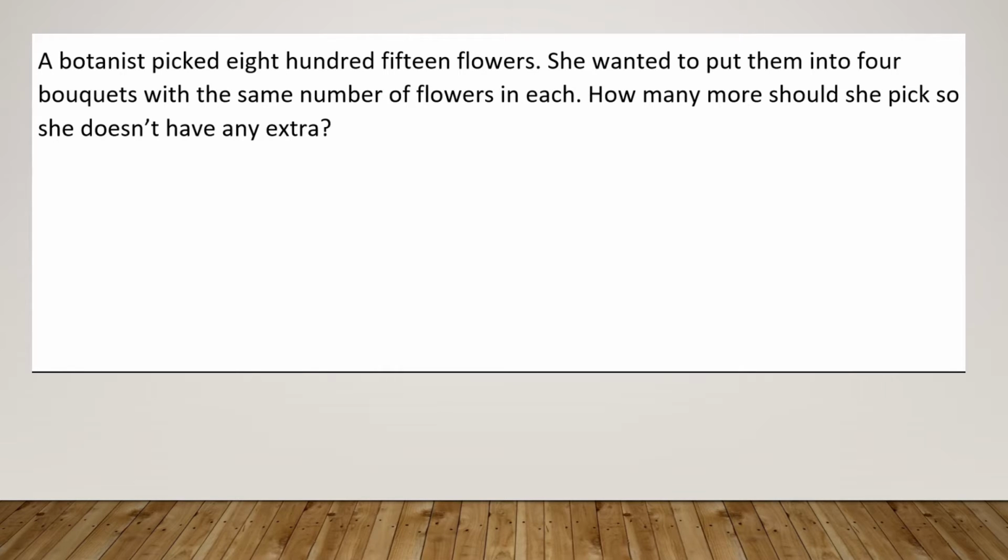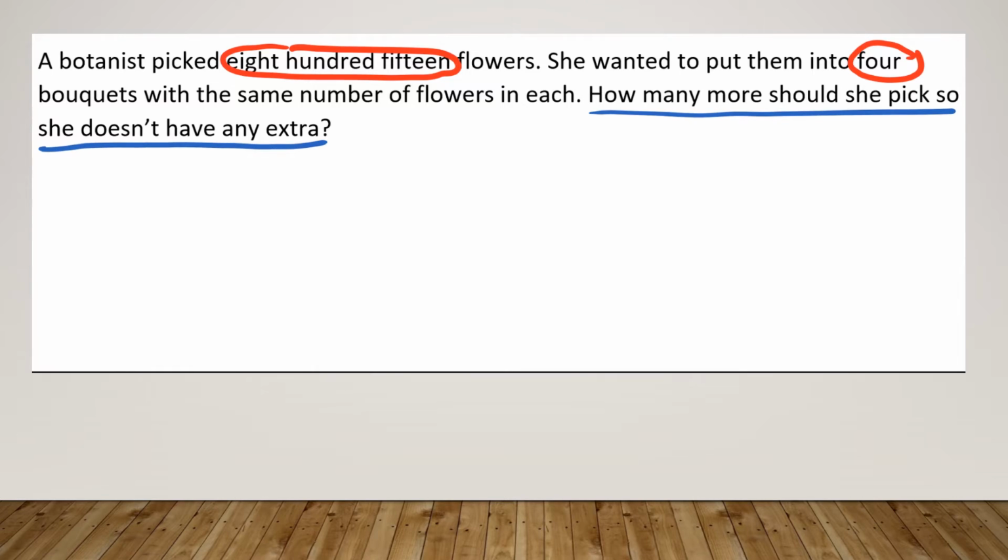The C in cube stands for circle the numbers. So I'm going to go through and find the numbers. 815 and 4. The U in cube stands for underline the question. How many more should she pick so she doesn't have any extra?